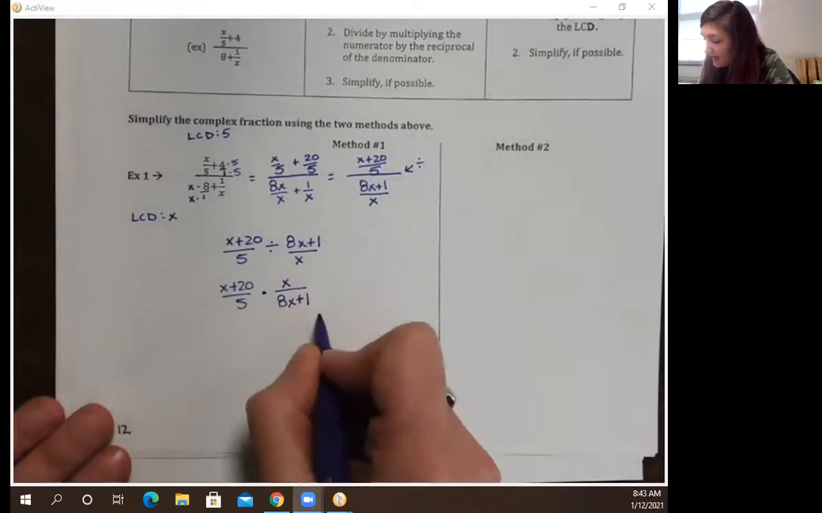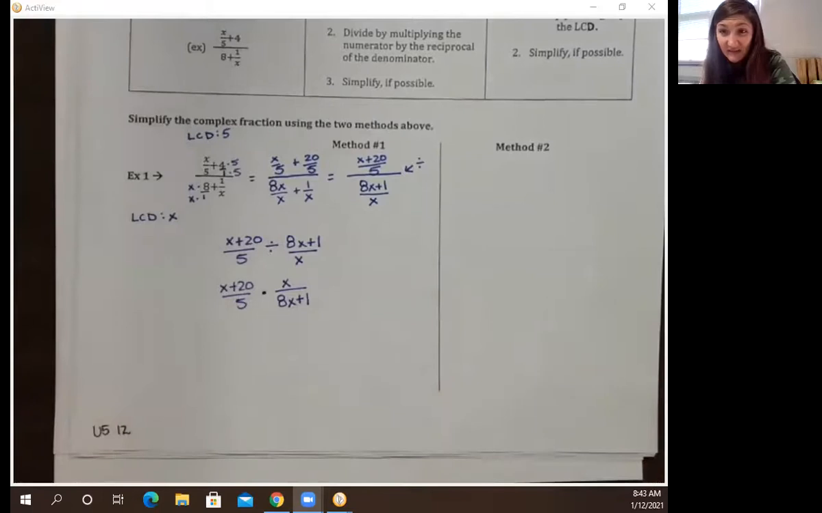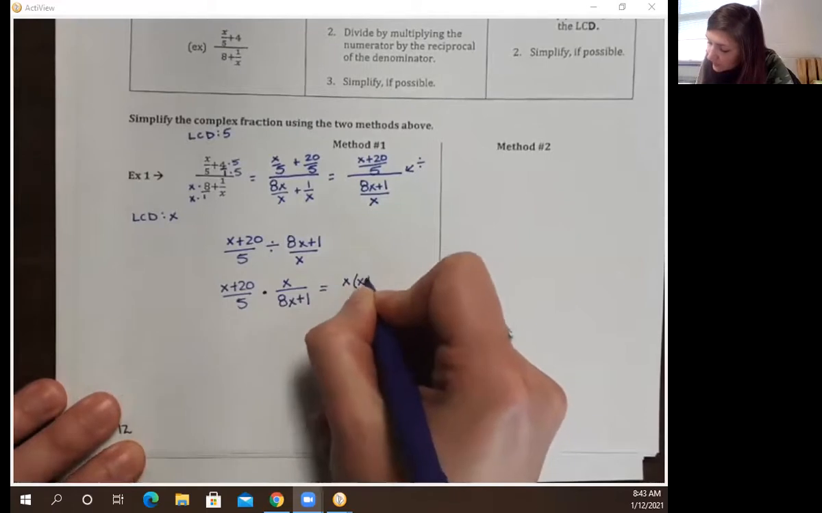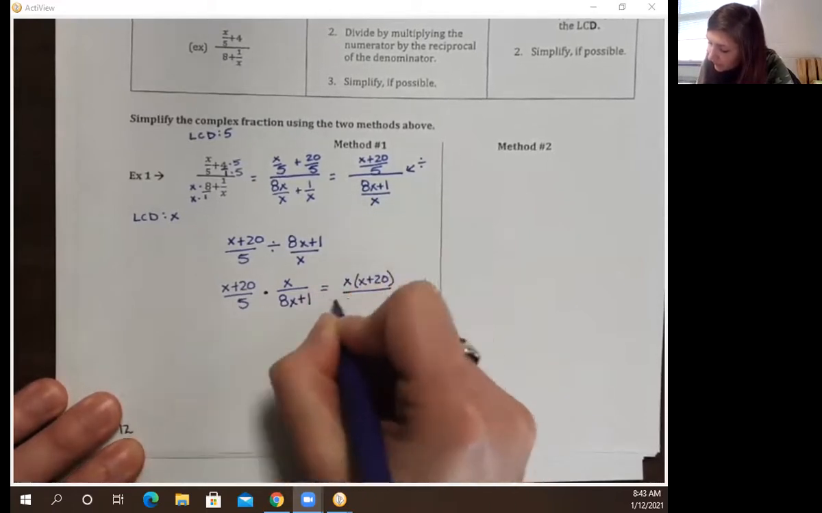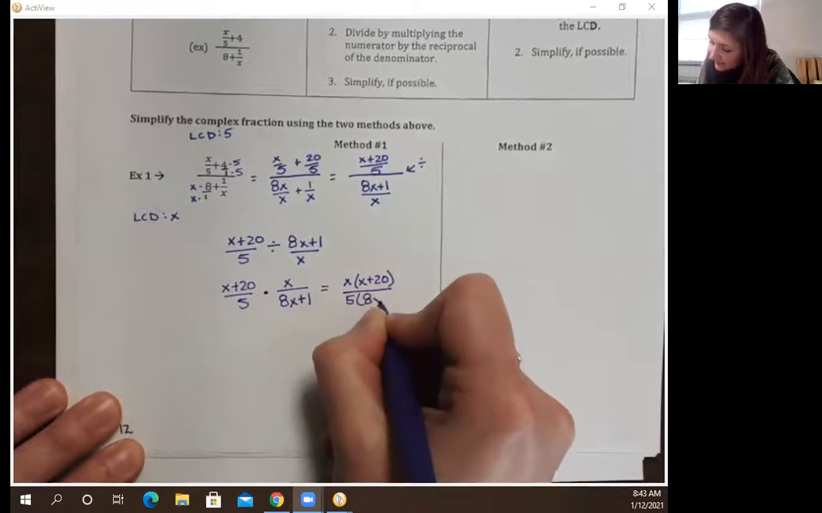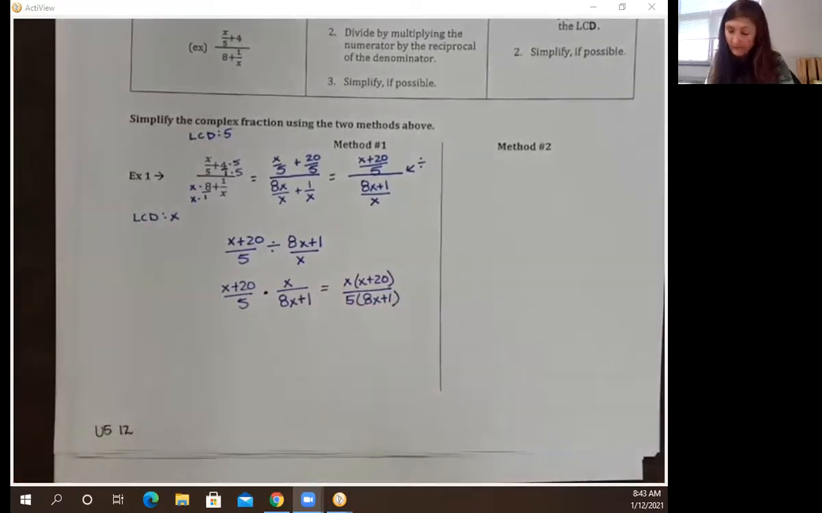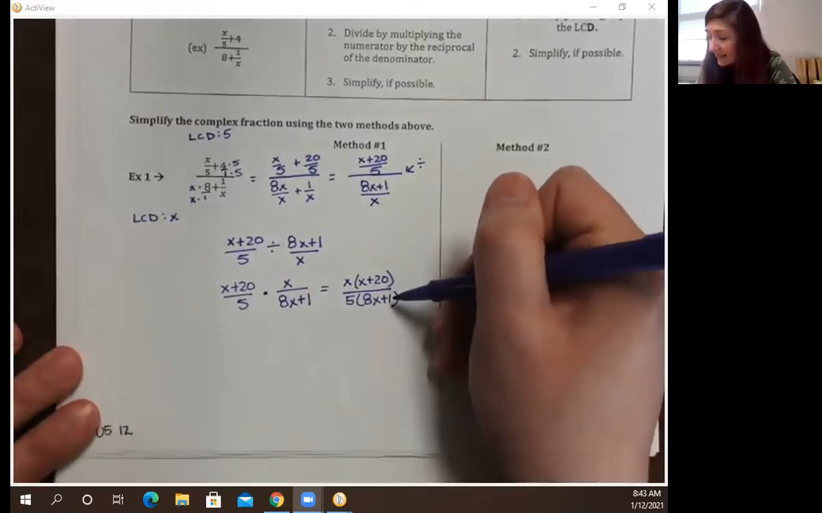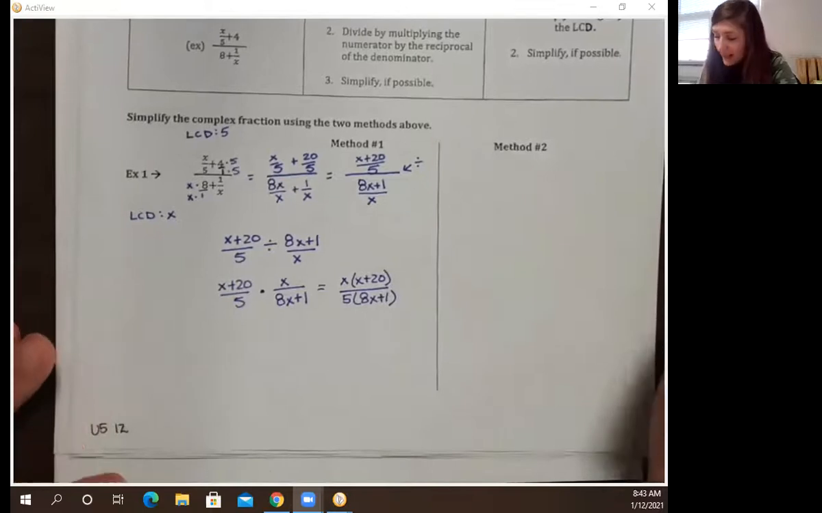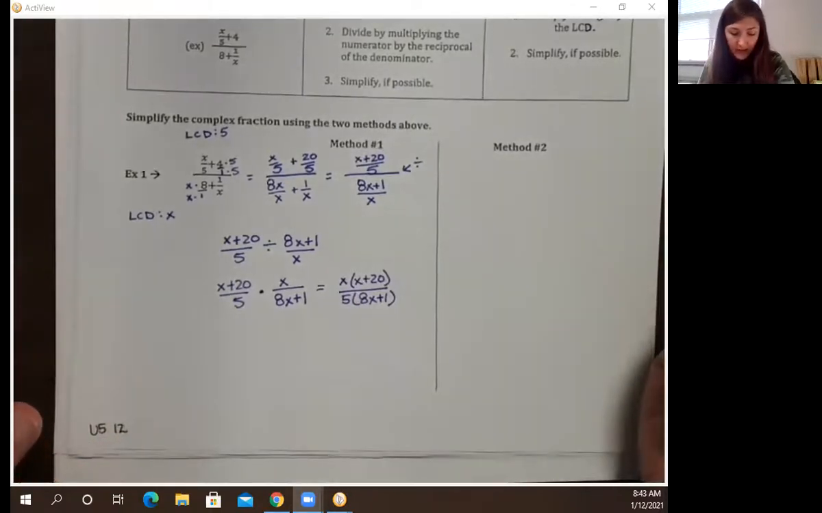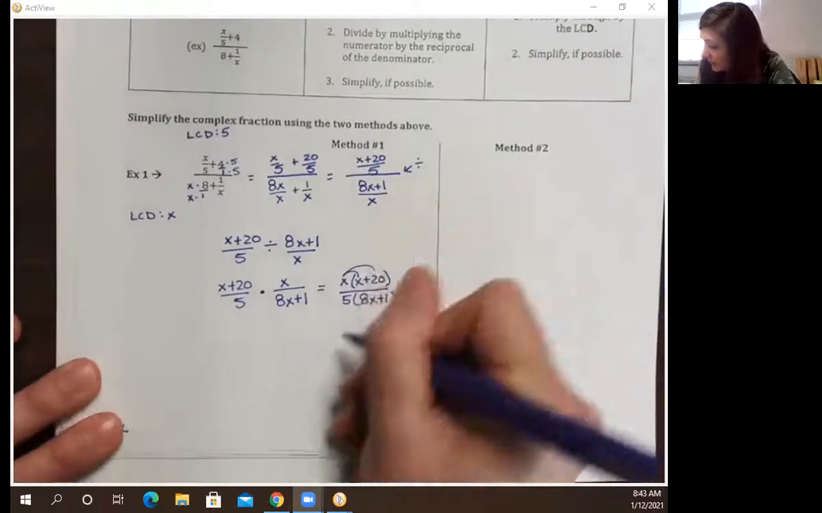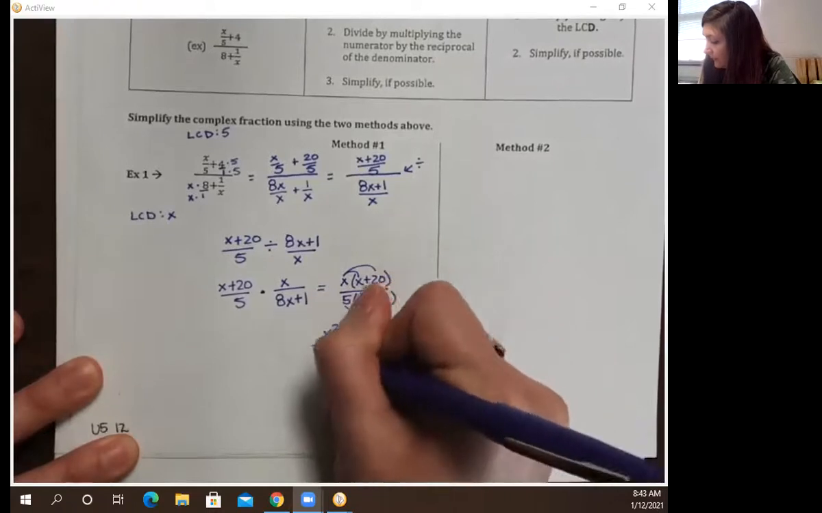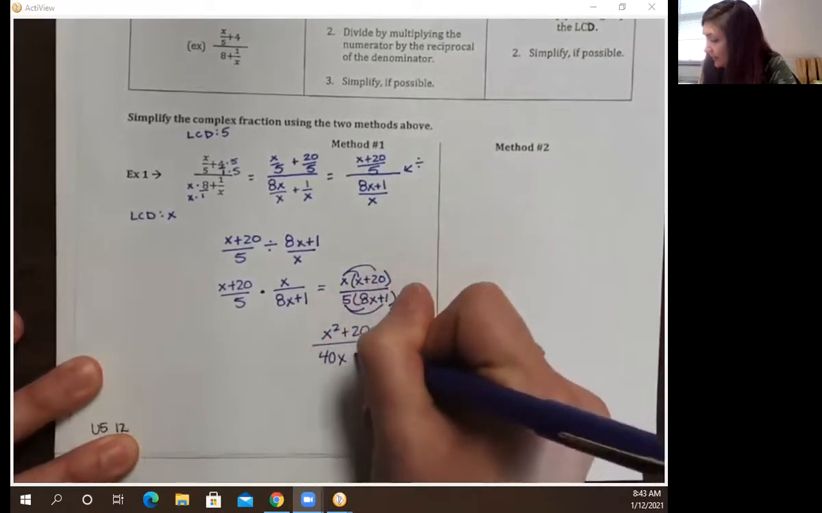Here, I don't have any factoring I could do, not even a GCF I could pull out. So I'm going to go ahead and just multiply the tops. So that would be x times x plus 20 over 5 times 8x plus 1. Okay. When we multiplied fractions, we left these things in factored form. So that's okay. You could also distribute here, and that would be fine as well. If you distributed, you would get x squared plus 20x over 40x plus 5.